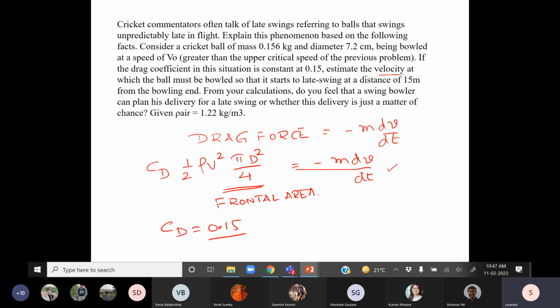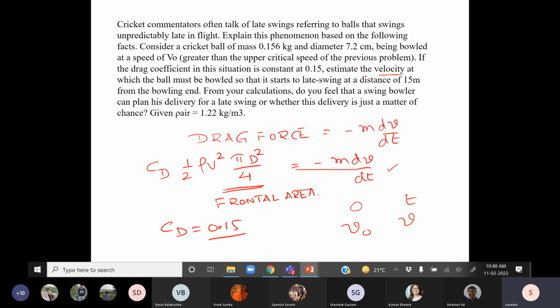And you can integrate this equation to obtain the time. What would be the limits of this integration? One is obviously from 0 to t, and for v, what would be the limits? V naught to v upper, where v naught is the velocity with which you are going to bowl the ball. So at 0, it's going to be some value of v naught. At t, it's going to be v upper.